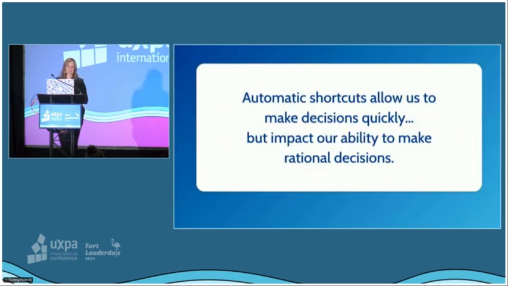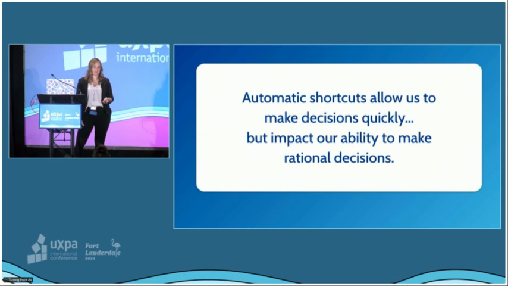So bias comes into play because more often than not, autopilot is serving up the answers. Automatic shortcuts allow us to make decisions quickly, but it impacts our ability to make rational decisions. Now, this does not mean that anybody is doing anything silly on purpose. It just means you don't have time to pull on the expert, right?